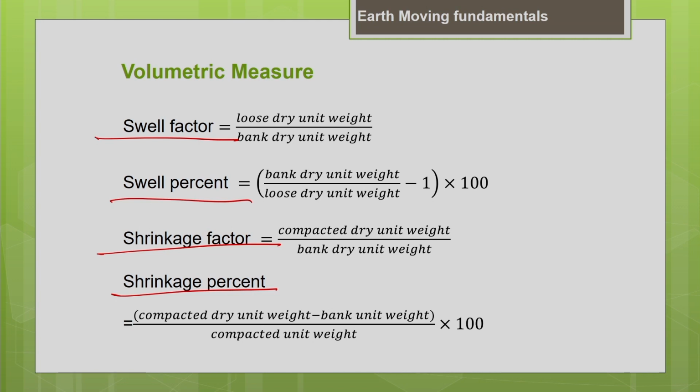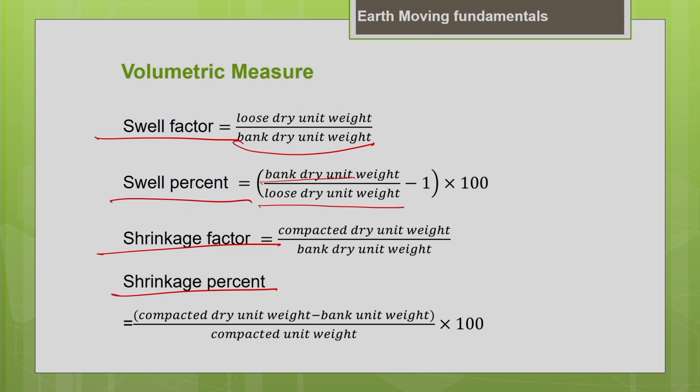So swell factor is nothing but the ratio of loose dry unit weight to the bank dry unit weight of the material. So how much the material expands or swells from its natural state, that is the swell factor. You can also express it in percentage. It is bank dry unit weight minus loose dry unit weight, divided by loose dry unit weight, into 100. So this is how you calculate the swell percent.